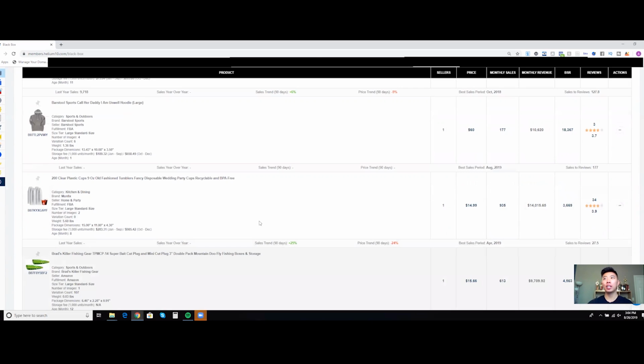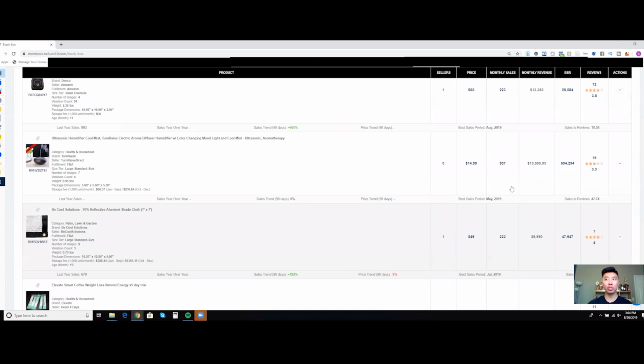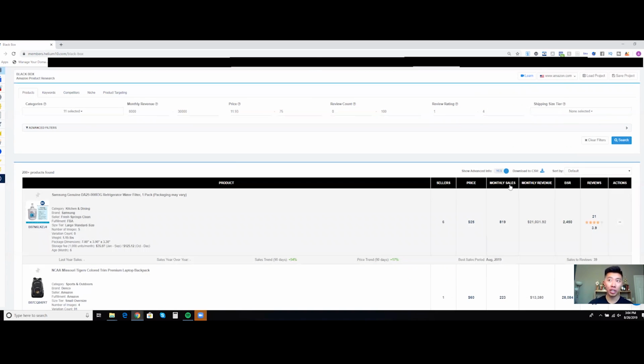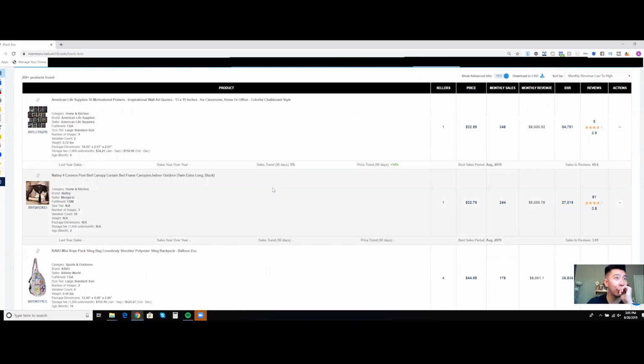And you can even click these filters to sort it out by pricing. You can sort it out by monthly sales. You can sort it out by monthly revenue, BSR, and reviews. So for example, let's search it up with monthly revenue.